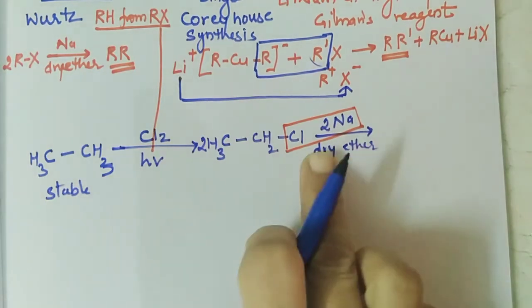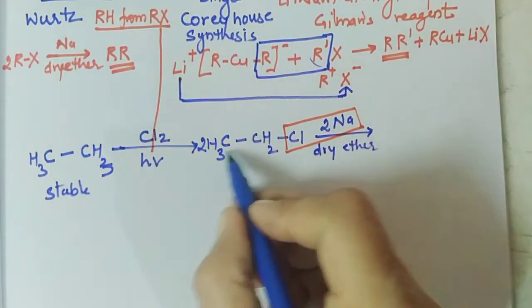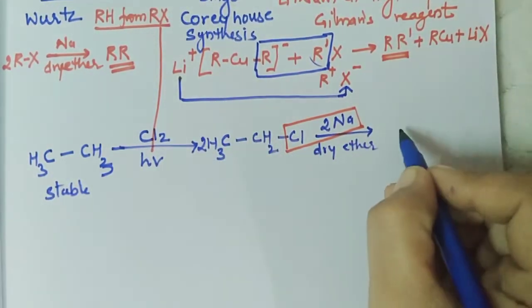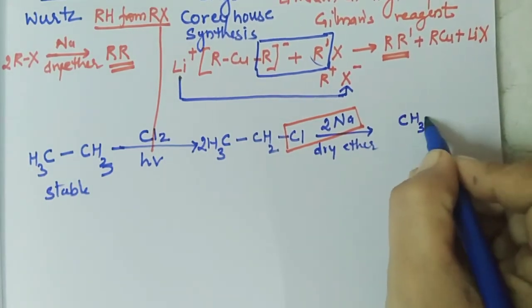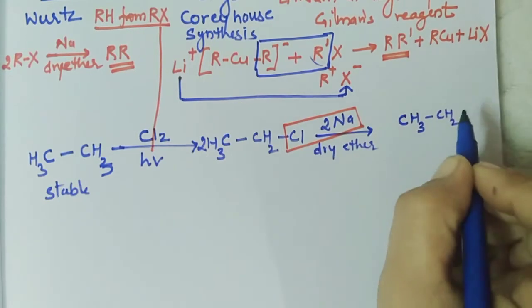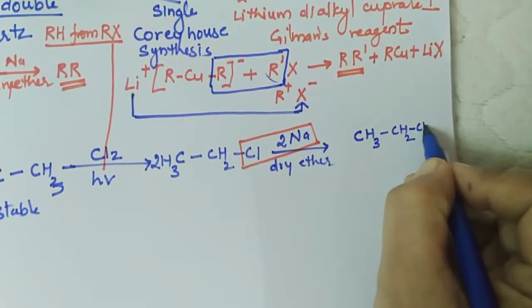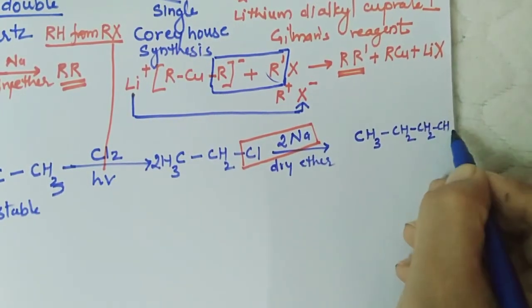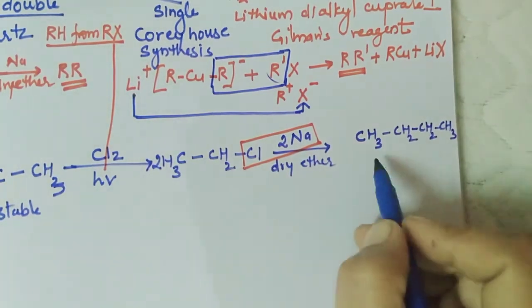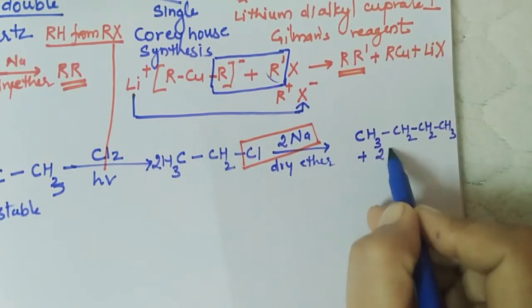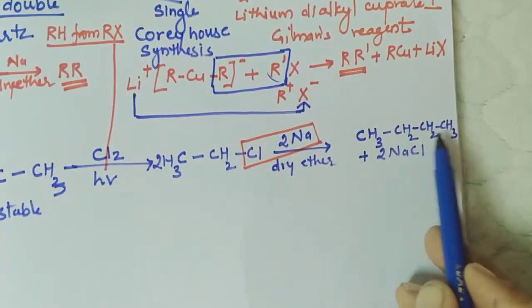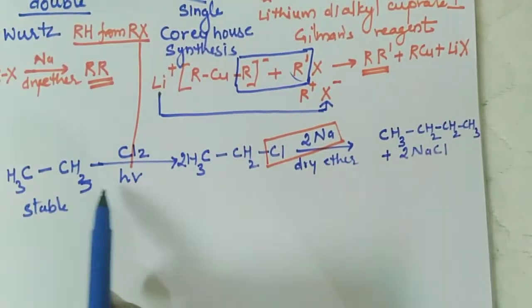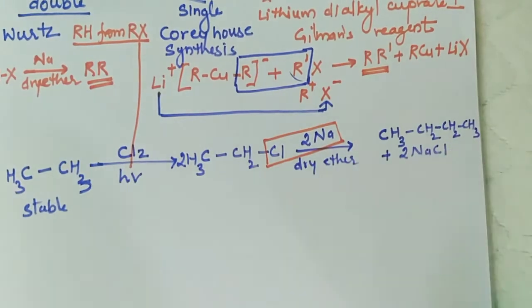This Cl and Na will be removed and both will combine together, and we will be getting CH3, CH2, CH2, CH3. और इसके साथ हमको मिलेगा 2NaCl. Just the parent chain is doubled. Here we were having 2 and here we are having 4.